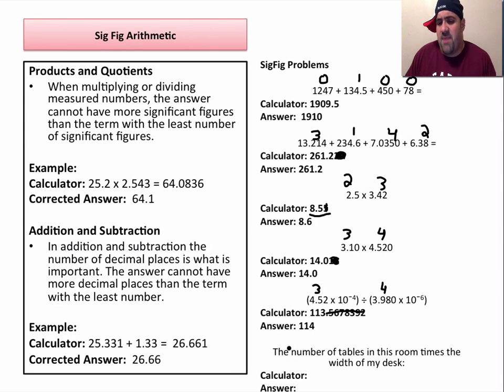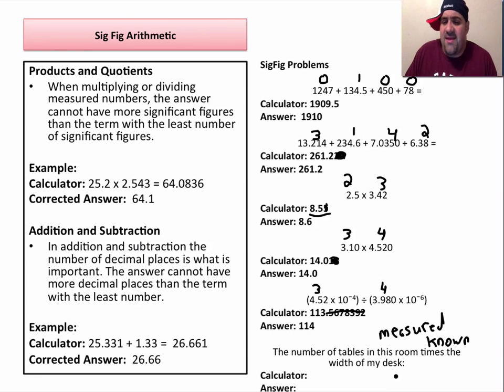If you had, and this bottom one's sort of a trick question, the number of tables in my classroom times the width of my desk. The trick here is that the number of tables in the room is not a measured number. It's a known number. When you count something, you know that number for certain. It's not the same as a measured number with 1 digit of uncertainty. I can count the number of tables in my room perfectly, and that number is accurate to as many sig figs as you need it to.